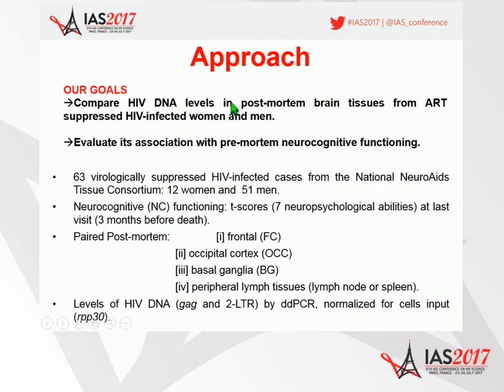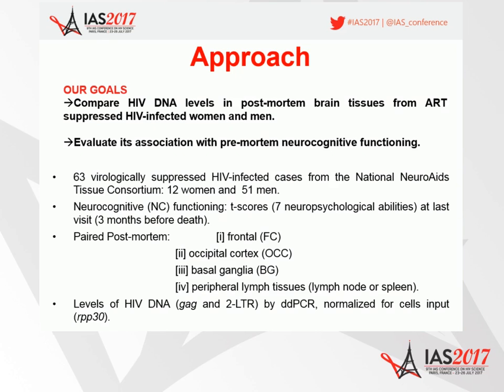So our goals were to compare HIV DNA levels in post-mortem brain tissues from HIV-suppressed men and women, and we wanted to evaluate its association with pre-mortem neurocognitive functioning. We had 63 of these individuals from the NeuroAIDS Tissue Consortium, 51 men and 12 women. Then we did neurocognitive testing before they died, on 7 neuropsych abilities at the last visit, about 3 months before death.